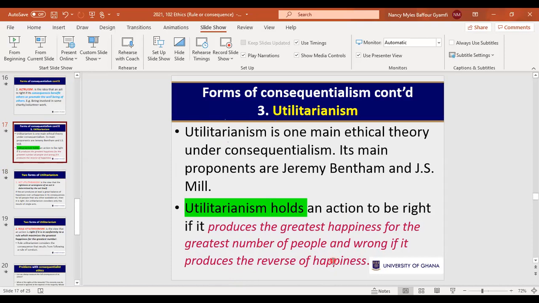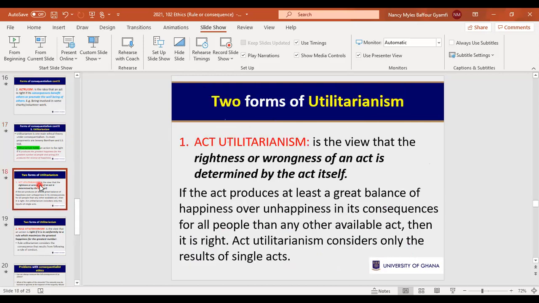You have various versions. Some think of, you get a social hedonist and what have you. This is not the place to engage all of that. But let's take note. Utilitarians think that an action is right if it produces what? The greatest happiness for the greatest number of people. And it is wrong if it produces the opposite. In other words, less happiness for less number of people.